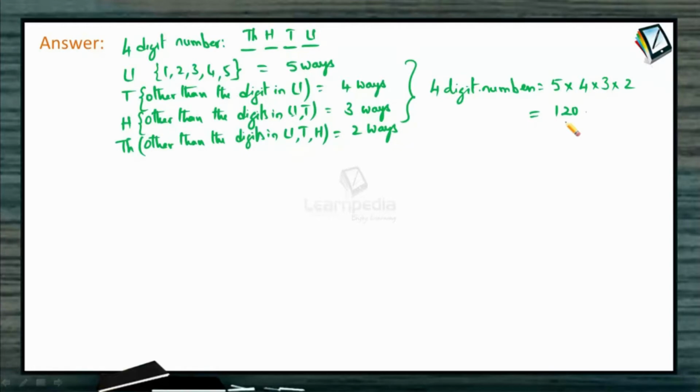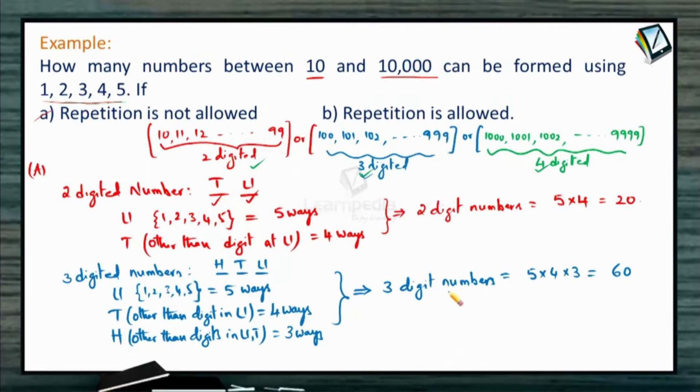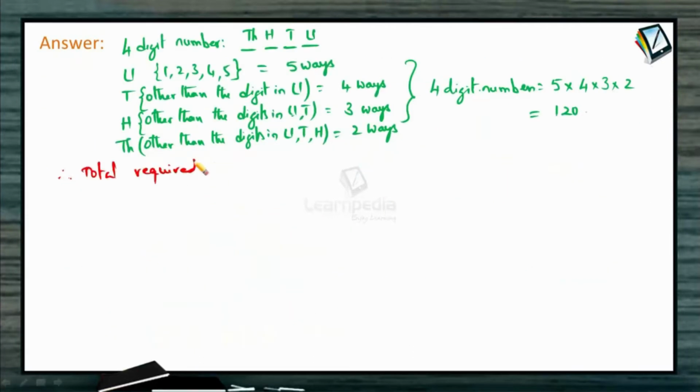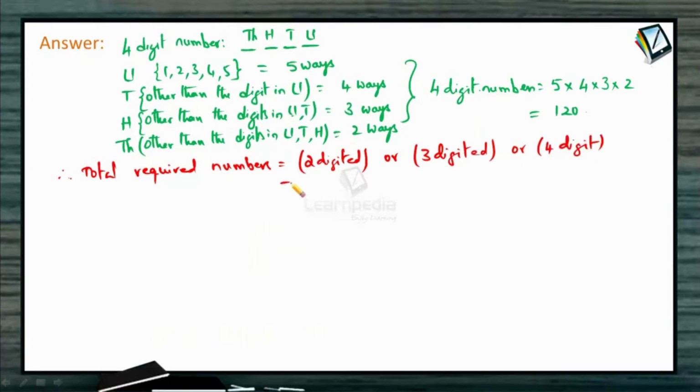So there are 120 4-digit numbers, and we have also seen there are 60 3-digit numbers and 20 2-digit numbers, which are formed by only using 1, 2, 3, 4, 5 and not using repetition, right? Therefore, total required numbers are either 2-digit or 3-digit or 4-digit, which is 20 possibilities of 2-digit, plus 60 3-digit and 120 4-digit. So total how many numbers are possible by using 1, 2, 3, 4, 5 between 10 and 10,000, not repeating any number? There are a total of 200 such numbers possible.